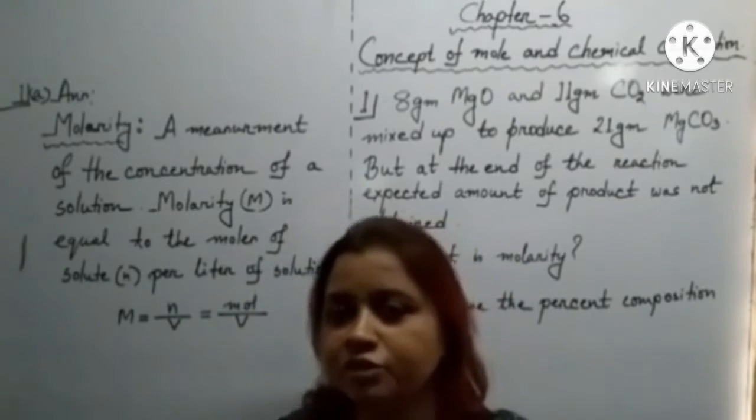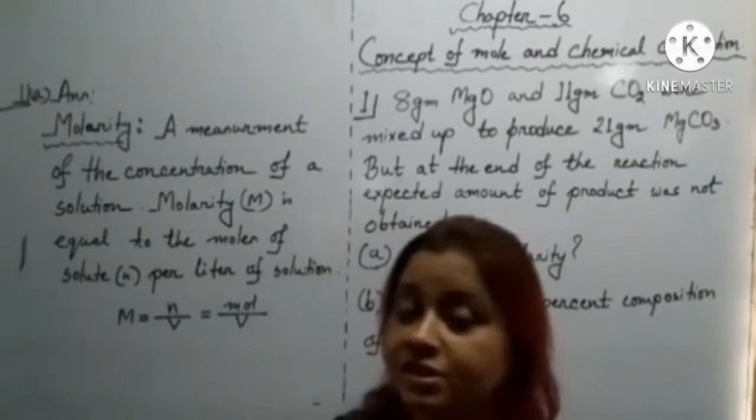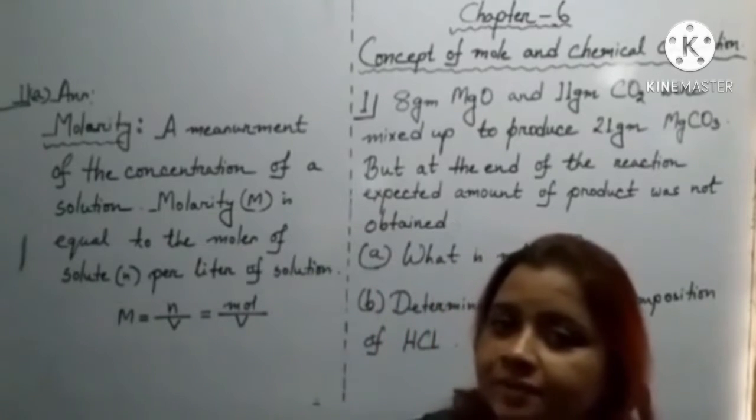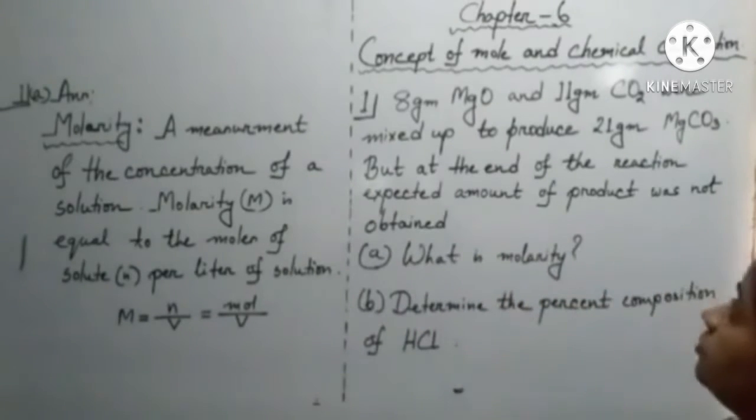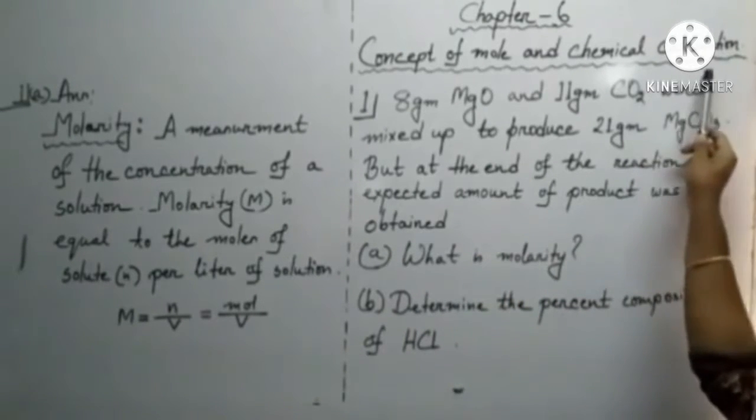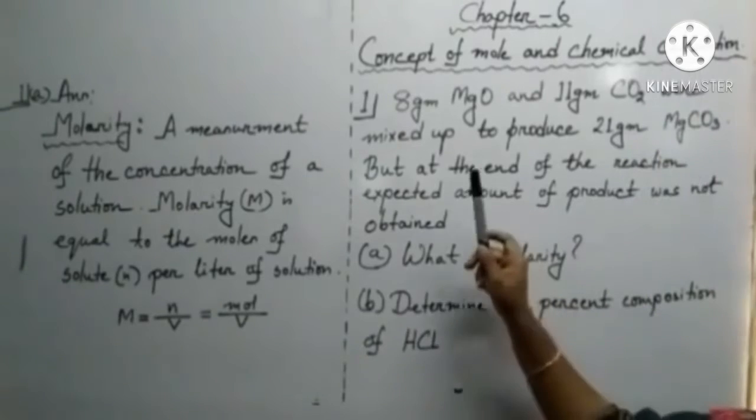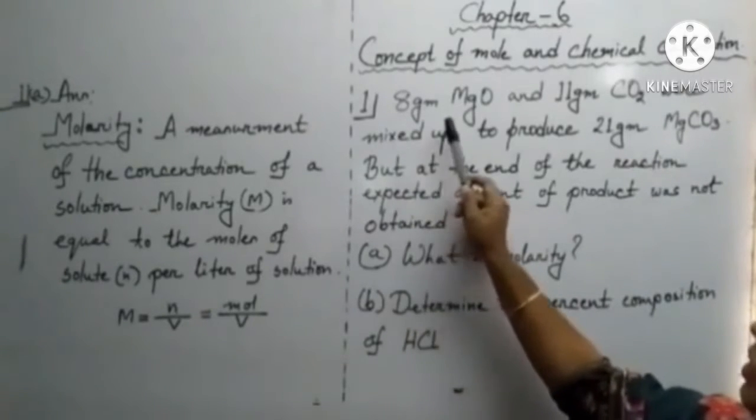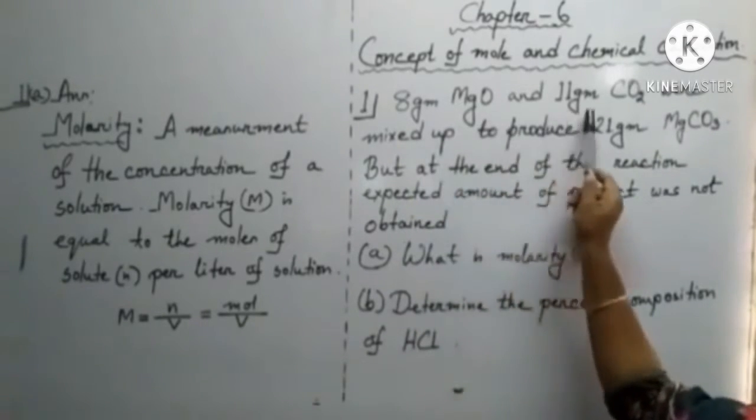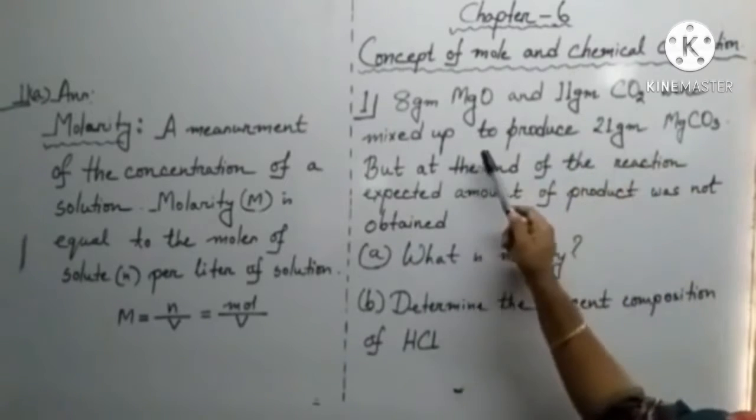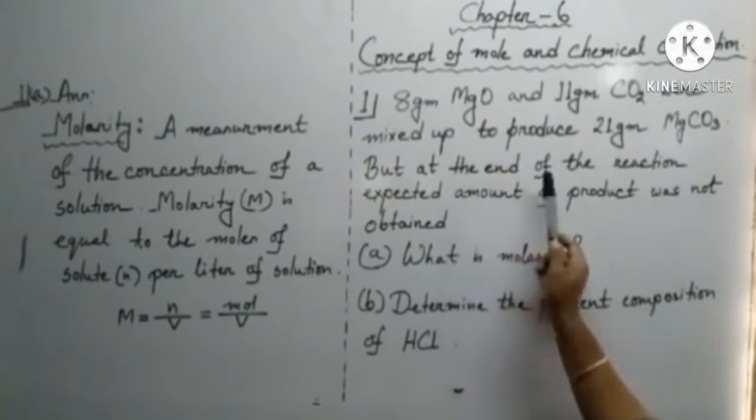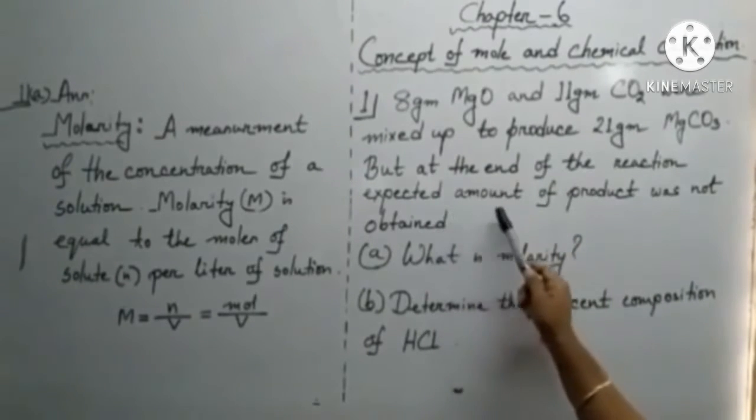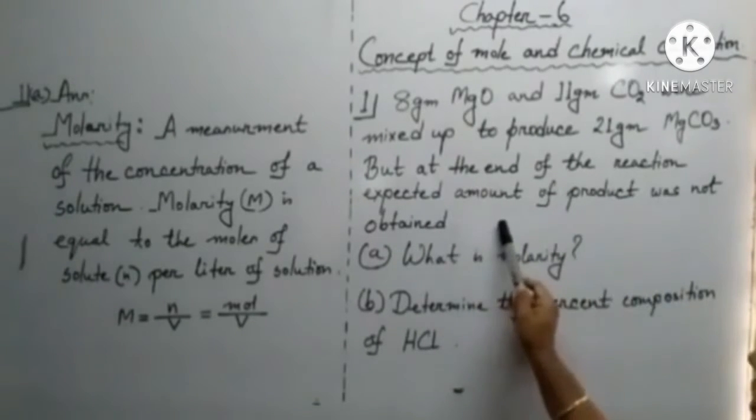Today I am going to discuss two creative questions of chapter 6. The name of this chapter is Concept of Mole and Chemical Calculation. Question number 1. 8 gram magnesium oxide and 11 gram carbon dioxide are mixed up to produce 21 gram magnesium carbonate. But at the end of the reaction, the expected amount of product was not obtained.